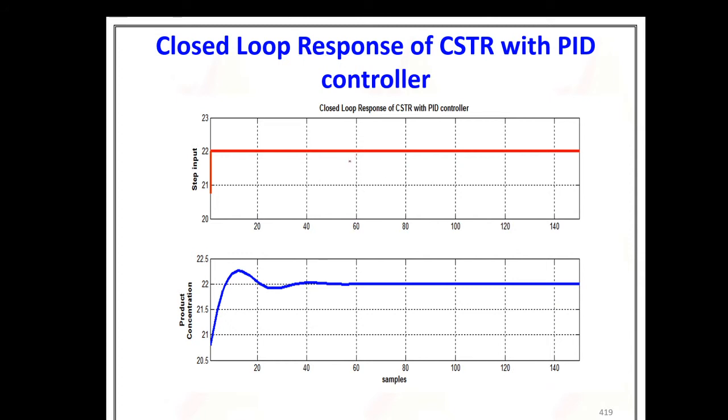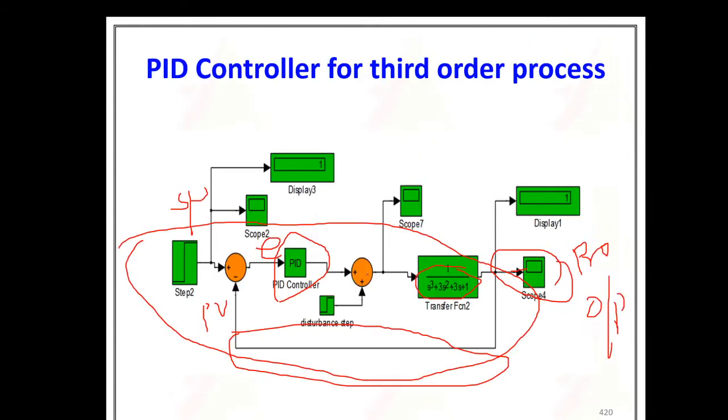Okay, so this is the step response. I change it from 20.8 to 22, and the product concentration is going to slowly settle. It starts from here and settles down to 22. Okay, so the x-axis is the samples.